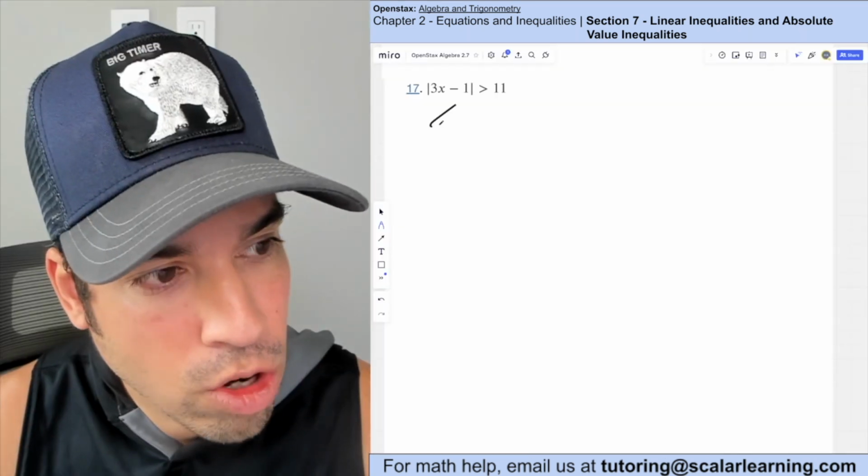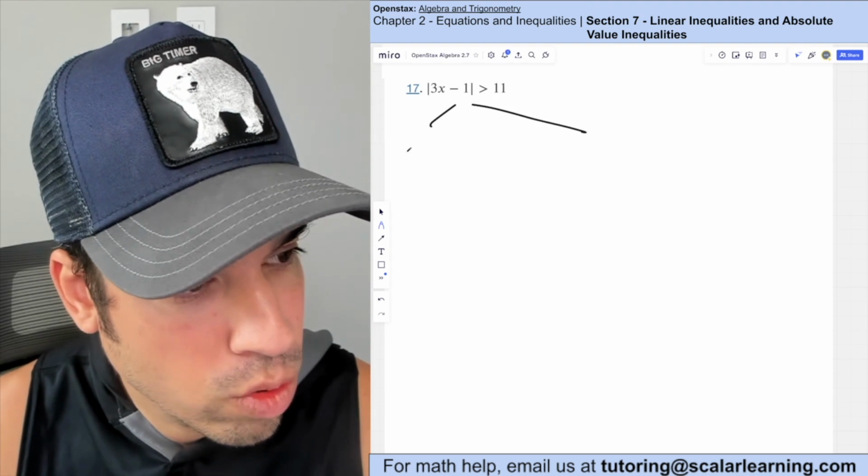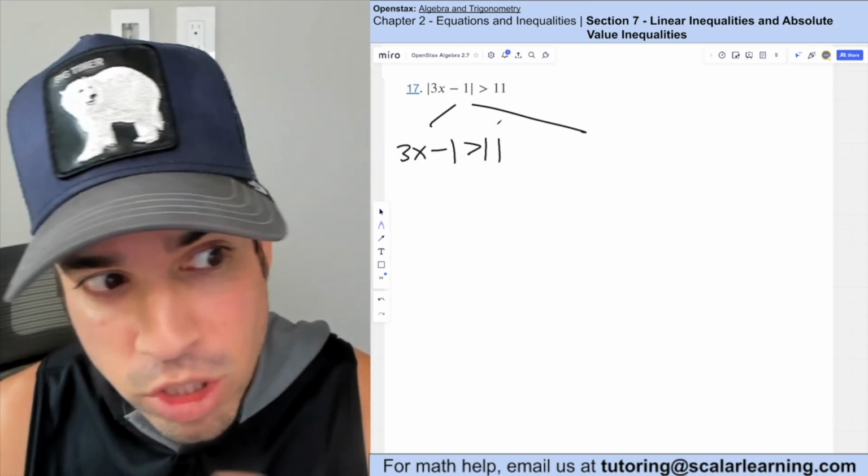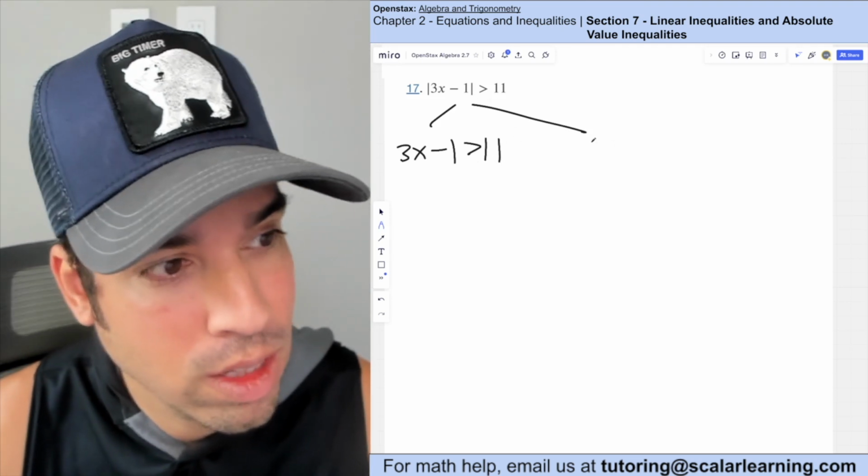So this one we're going to start by splitting it into two equations or inequalities. I got 3x minus 1 is greater than 11. So we're just really not changing anything, just removing the absolute value.